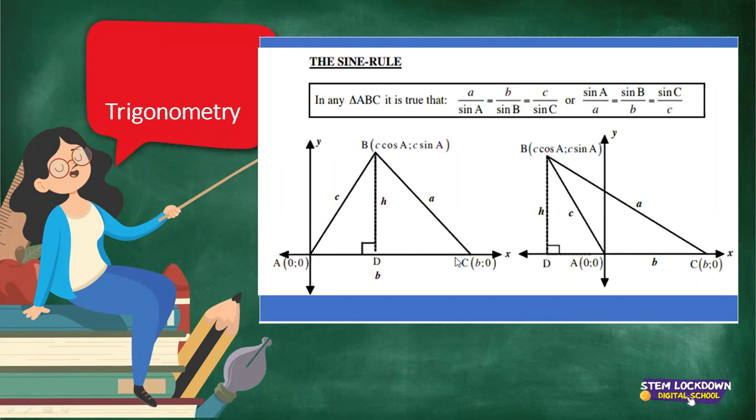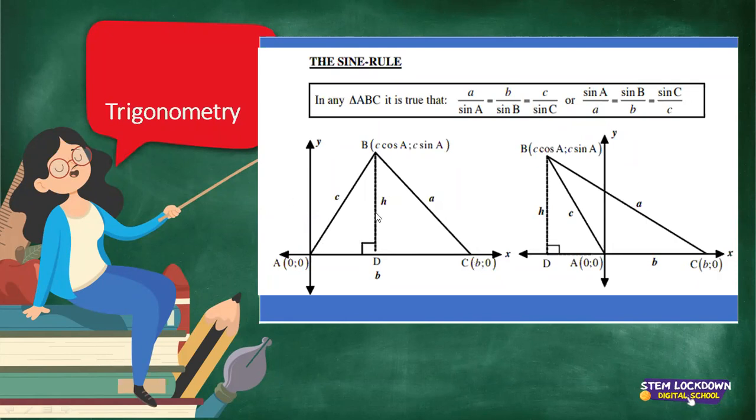So to find angle C now, let's consider this as angle C. For this angle C, H is our opposite and this is our hypotenuse. So sine C will be opposite over hypotenuse. Sine C equals opposite H over hypotenuse. If you cross multiply, H will be equal to A sine C.